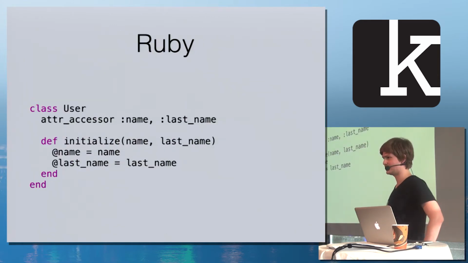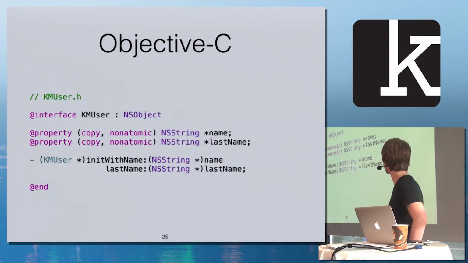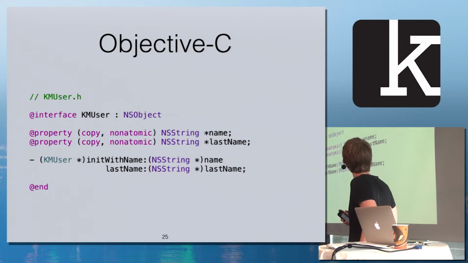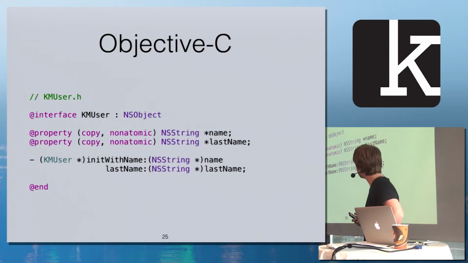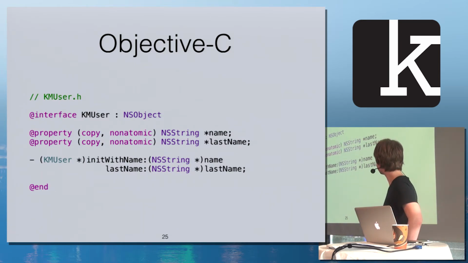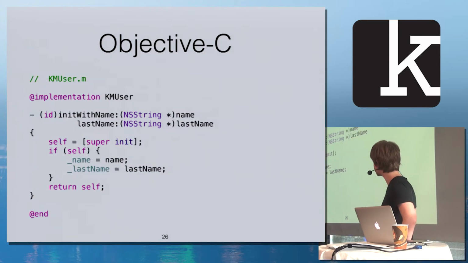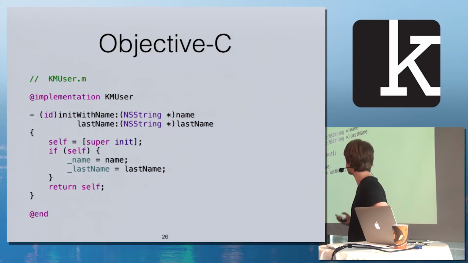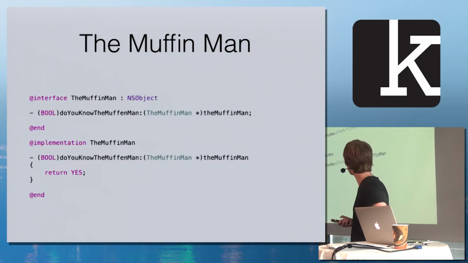And then you can implement the initializer. In Ruby, you just set the instance variables with the two parameters. In Objective-C, you can declare the method. Don't worry about the method syntax for now, I'm going to come to that. So, initWithName:lastName:. And then in the implementation, you implement the method. Again, we're doing basically the same exact thing: setting the instance variables to the method parameters.